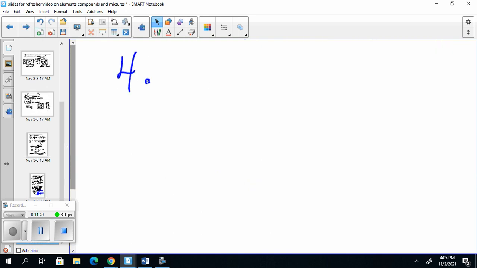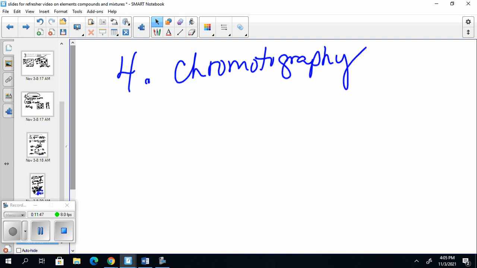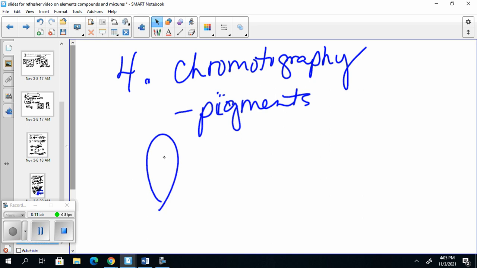And then the fourth one would be chromatography. And this is something that we definitely do in biology. It's a great way to separate pigments. And so you could take a leaf. Here's a leaf that you might find in your yard. And you can literally break up the leaf and get the liquid from it.